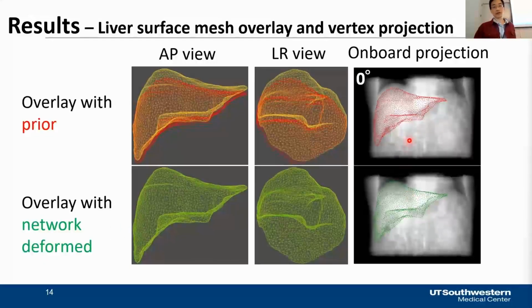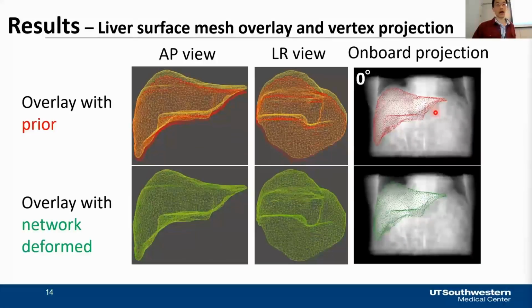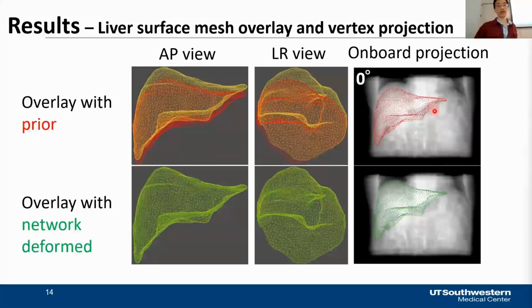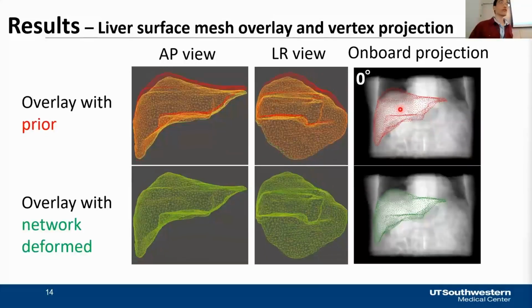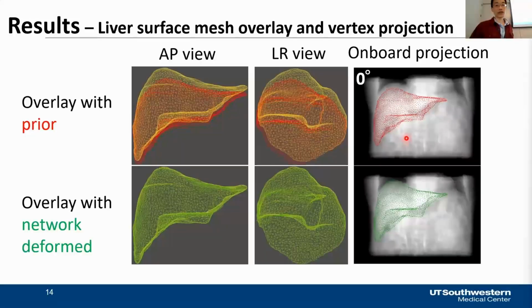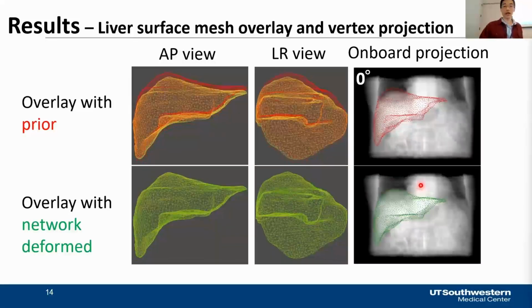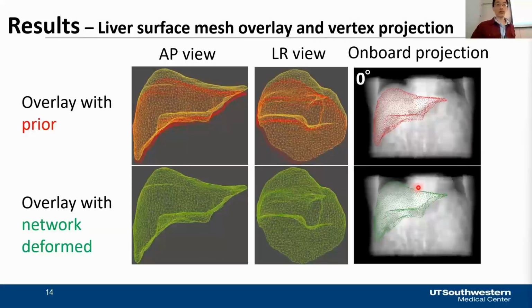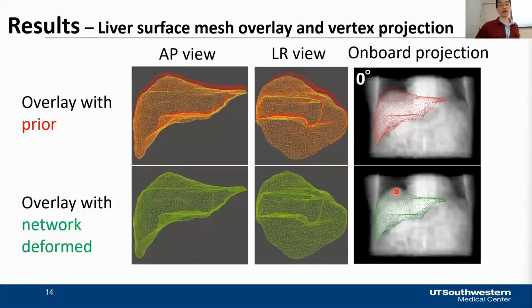The third column is the vertex projection to the onboard X-ray imaging. You can see the onboard imaging change due to the respiratory motion. The red dots are the projection from the prior mesh, and the green dots are the projection from the deformed liver surface mesh. You can see the deep learning network can predict an accurate deformed mesh, especially if you follow the diaphragm region.